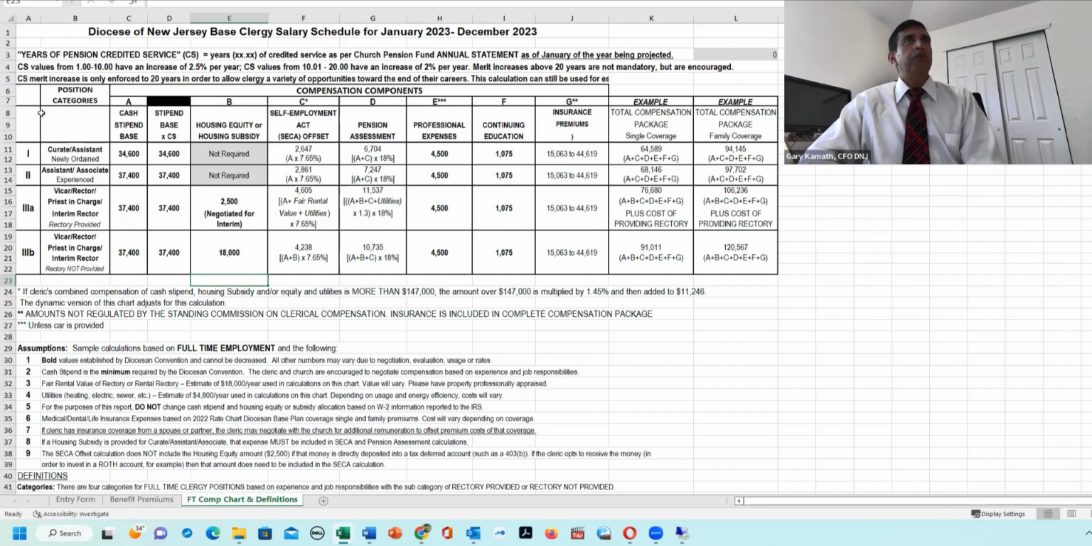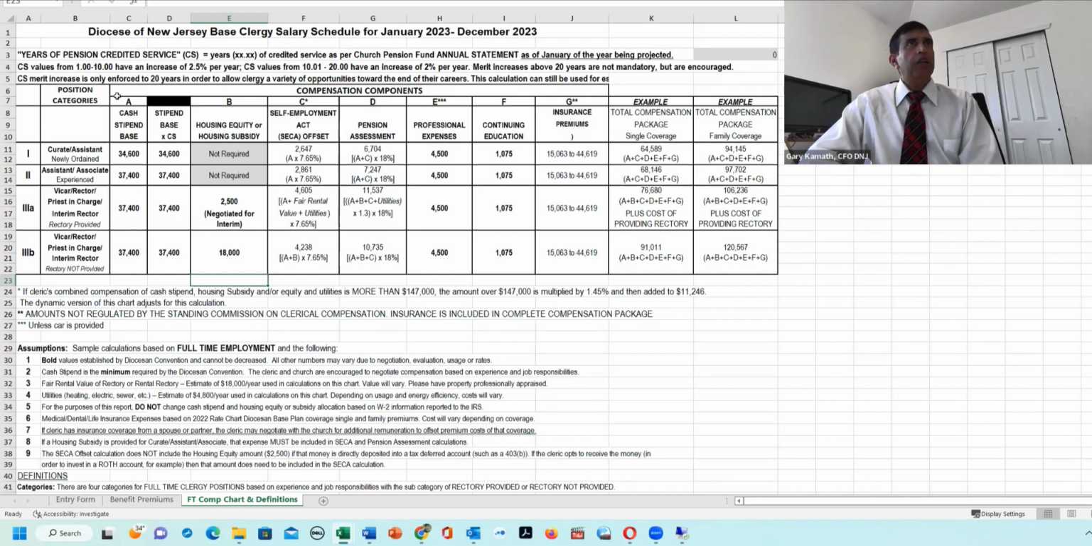We have a few items within this chart. It's very important for you to understand. We have different position categories: curate, assistant, associate, vicar, rector, priest-in-charge, interim rector, rectory provided, and same thing, rectory not provided. We'll go through these two with examples, and if you have your uniqueness within your facility, please ask those questions. We'll go through that too.